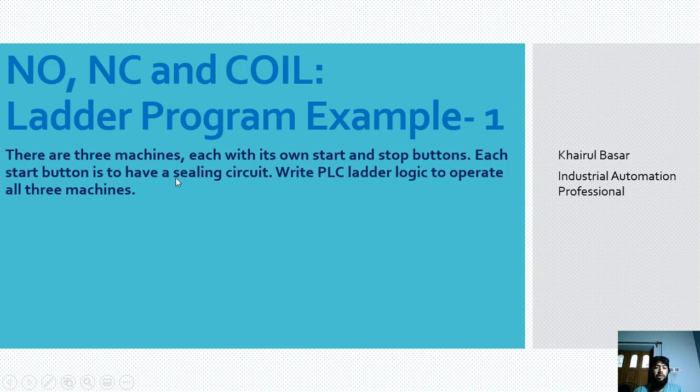So we have to break it down into parts. There are three machines. It seems like each machine is similar, each with its own start and stop button. So now we have two digital inputs: one input for the start button, another for the stop button. Now the start button is to have a sealing circuit.